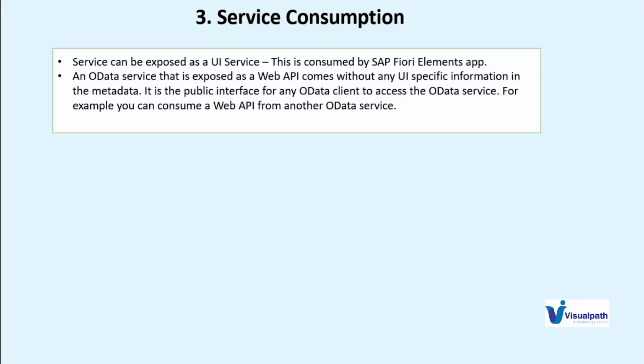A service can be exposed as a UI service or Web API. We will have to keep in mind that, let's say we are exposing our service to BTP and building our application on BTP using mobile services, then we will have to select Web API. If we are going to design our transactional app based on annotations, then in that case we will be selecting UI. It is the public interface for any OData client to access the OData service. For example, you can consume a Web API from another OData service. That is also possible. Maybe we can consume our API in CPI, and we can also use it in BTP for mobile services, mobile development, mobile apps.